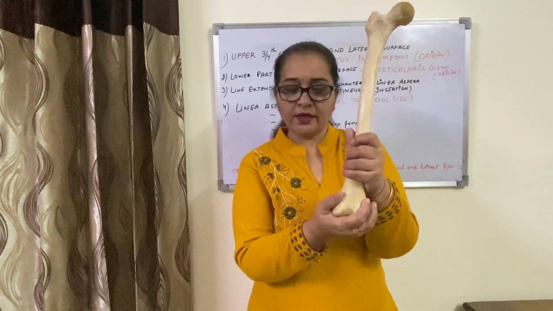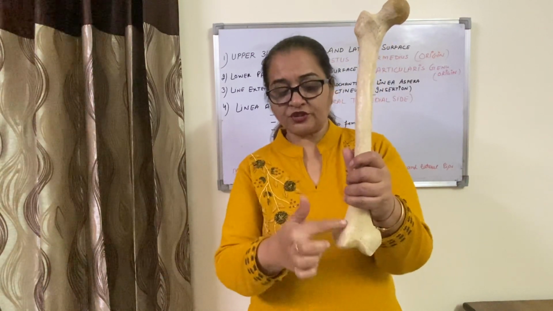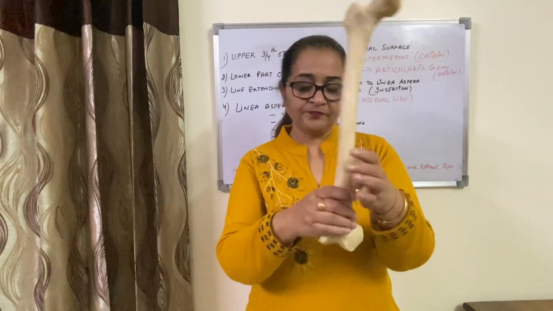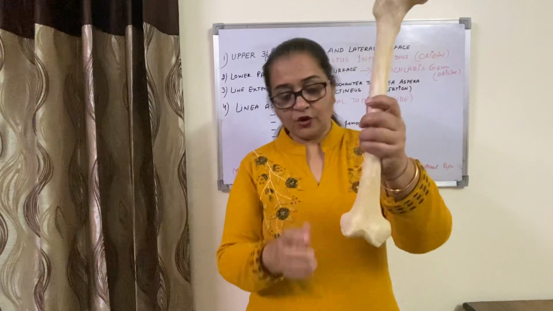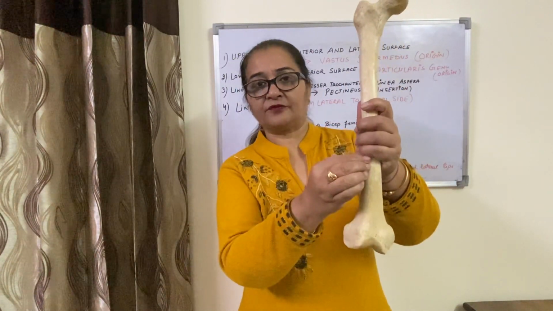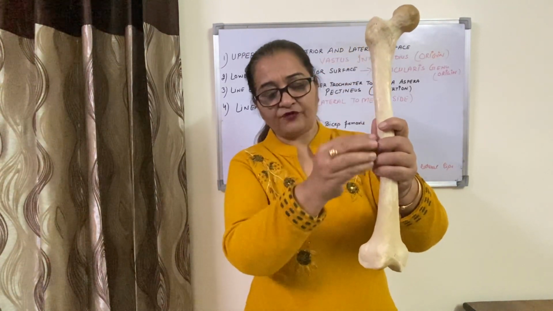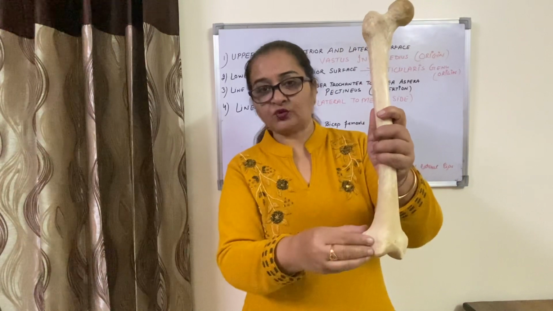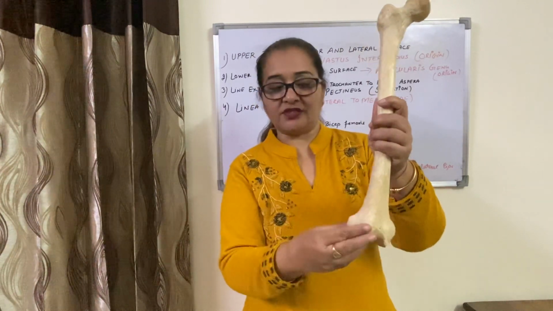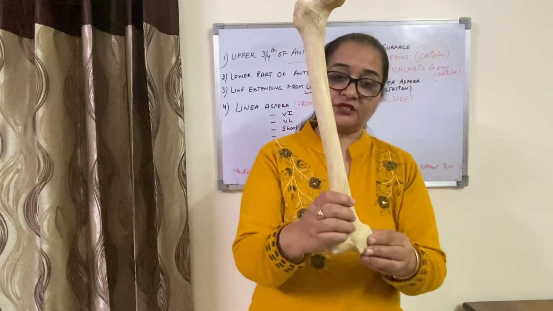Now this is the lower end. The lower end has two condyles, you can see. On the lateral side, this portion is given the name lateral condyle, and this is the medial condyle. Now if you see, this lateral condyle is more in line with the shaft. So the transmission of the weight is happening from the shaft to the lateral condyle. So it is in line with this, and it is broader. You can see it is larger in comparison to the medial condyle.